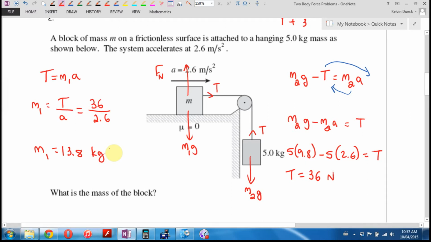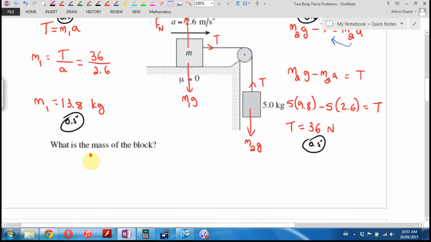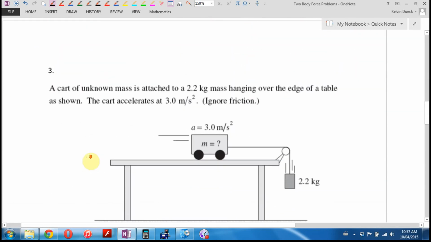How many got that okay? A couple of you. That's a tough question, finding a mass. If I made this one worth 2 marks, I would probably go something like this. I would give you a half mark if I saw that equation, a half mark if I saw that equation, a half mark if you found the tension, and a half mark if you found the mass. And then I would turn the page.